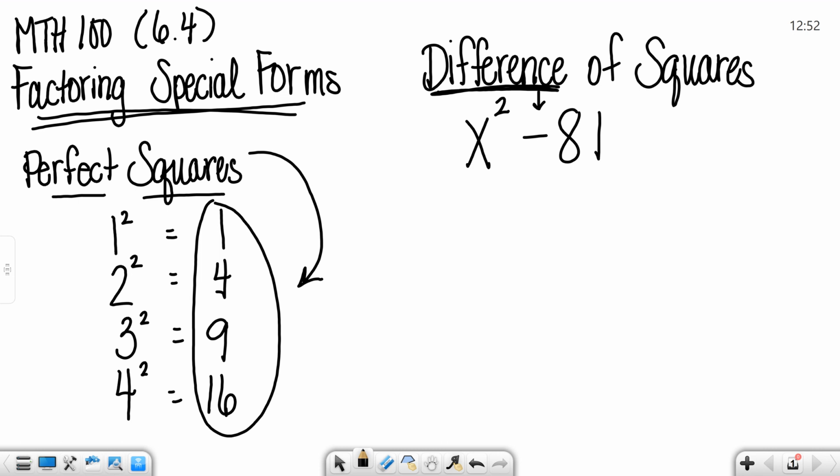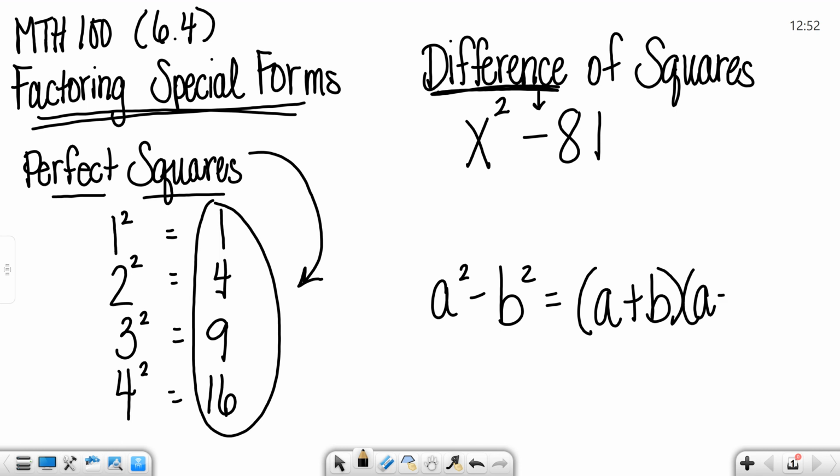So to factor the difference of squares, we have this little rule that says if you are subtracting two squares and we want to factor them, then we take the square root of each number. The square root of a squared is a. The square root of b squared is b. We put it in our parentheses twice. One parentheses gets a plus, the other parentheses gets a minus.